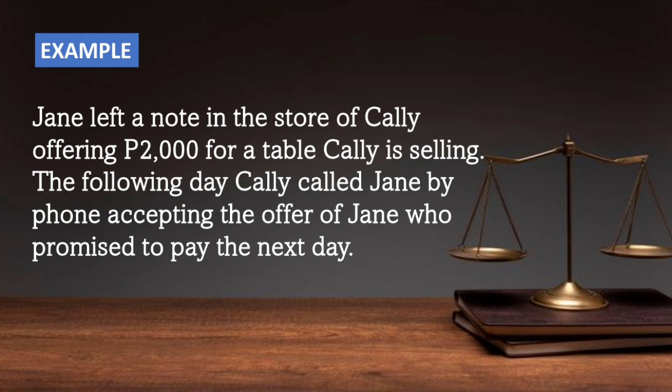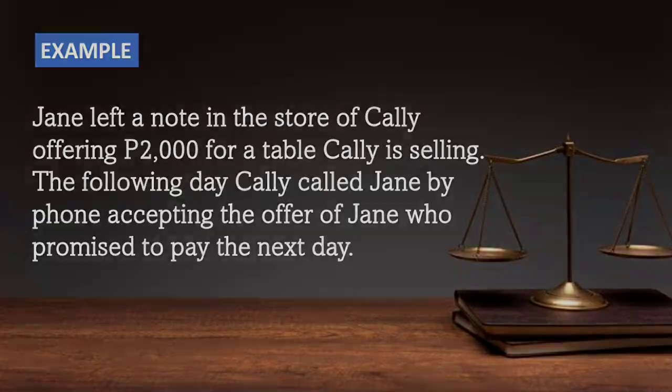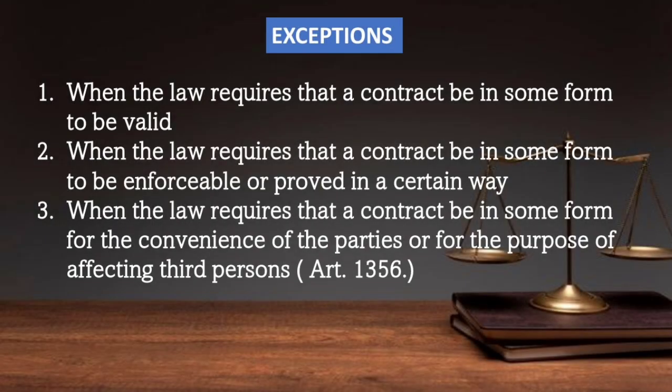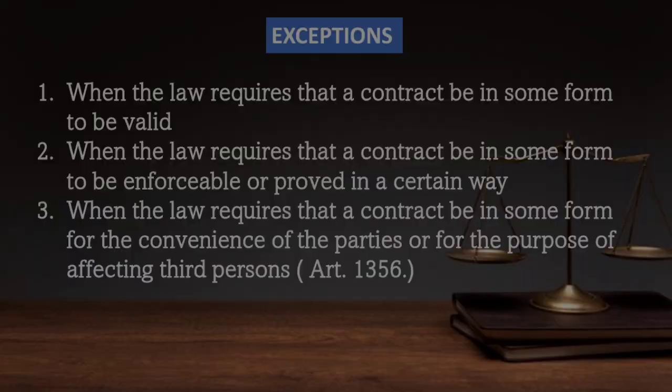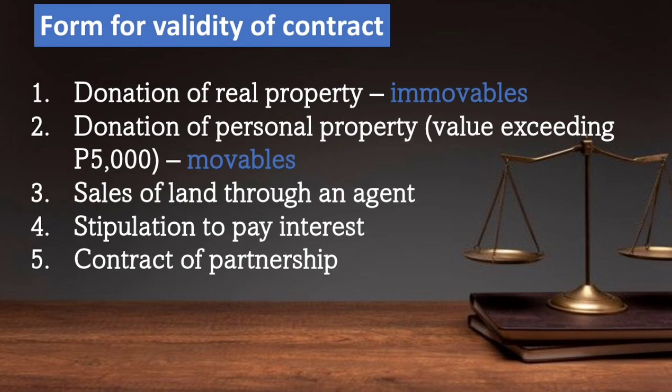So that's the general rule, and there are exceptions. First, when the law requires that the contract be in some form to be valid. Second, when the law requires that the contract be in some form to be enforceable or proved in a certain way. Third, when the law requires that the contract be in some form for the convenience of the parties or for the purpose of affecting third persons. So, first, the form for validity of contracts.